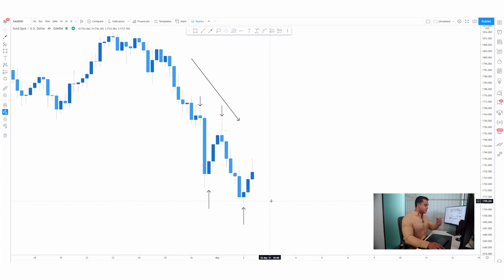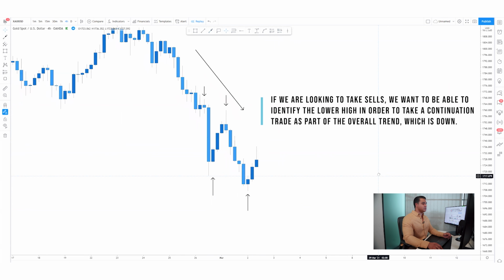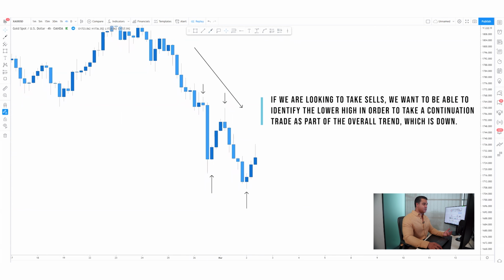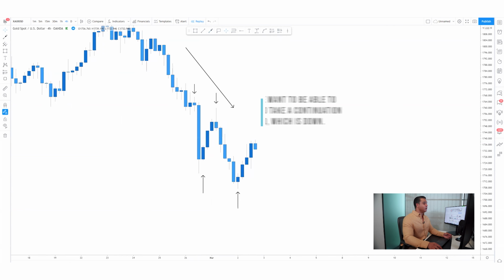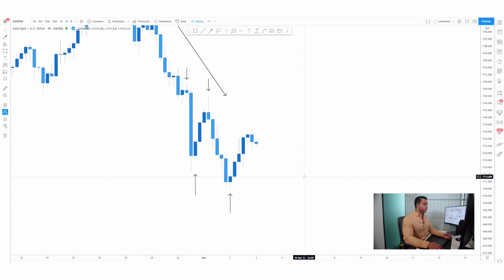Now the question is, if we're looking to take sells, we want to be able to identify the lower high in order to take a continuation trade as part of the overall trend, which is down. So what we've got to be waiting for patiently is identifying where this lower high can form.